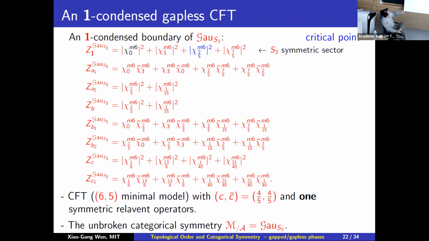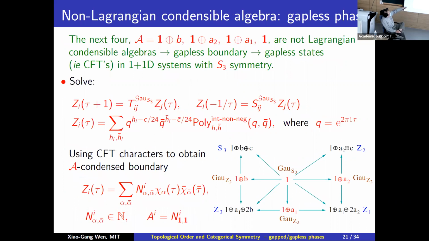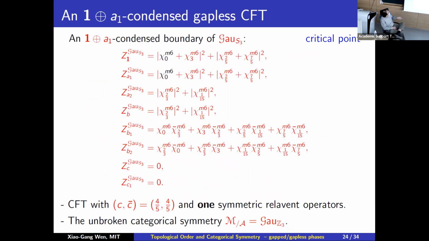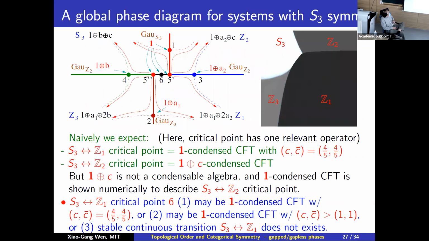So actually we can solve for one condensed boundary. We get this 6-5 minimal model and things. We can go through this. So for this non-Lagrangian condensable algebra, we can get the CFT. But the main point I want to say is the following. This is one of the phase diagrams we have, so I put it in a similar topology as this graph figure here.